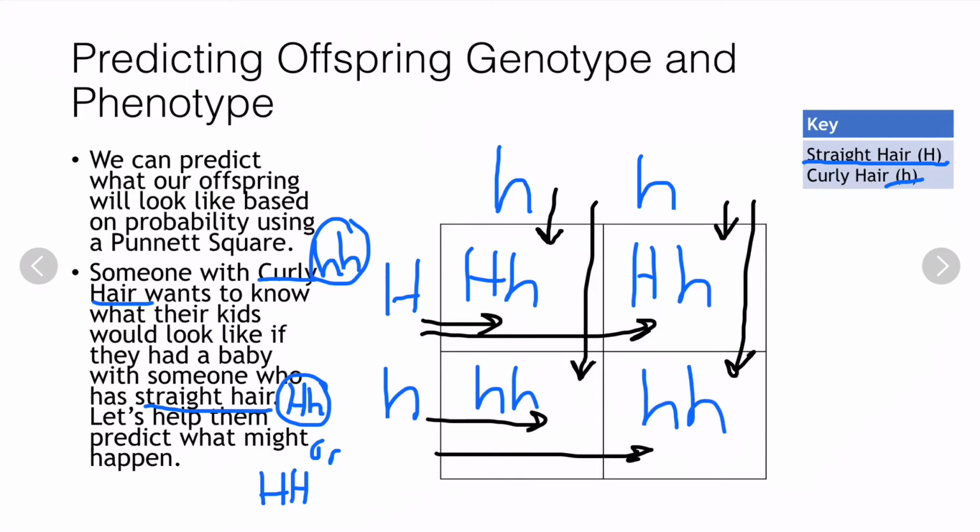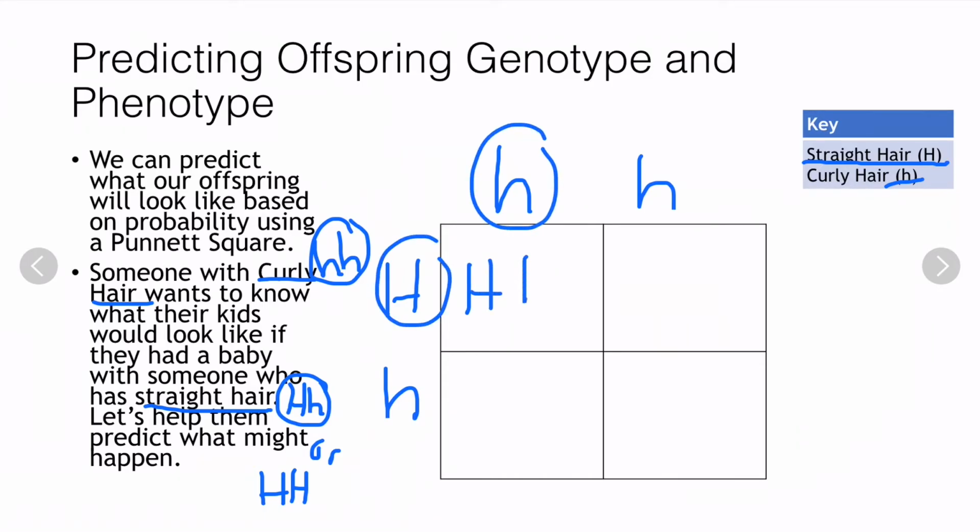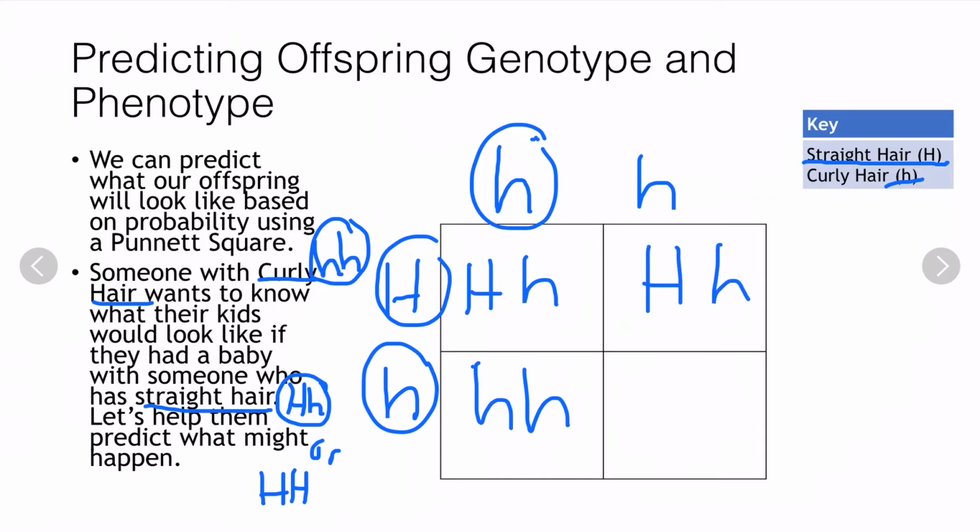Okay? Let me do that again without the arrows on there. So we would take this h on this side and put it in here, and this h right here and put it in here. And then we'd do the same down here. We would take this h and put it in here, and we'd take this h up here and put it down here. Same over here. One from the left, one from the top, one from the left, one from the top. Okay?